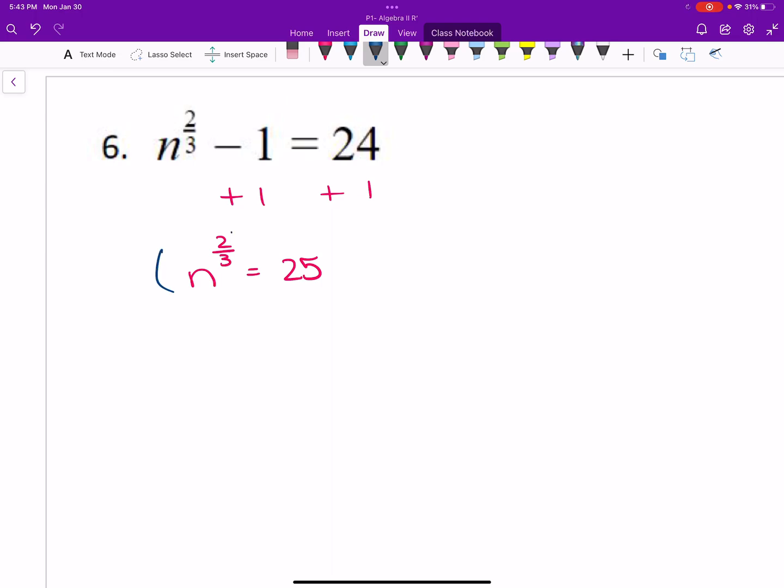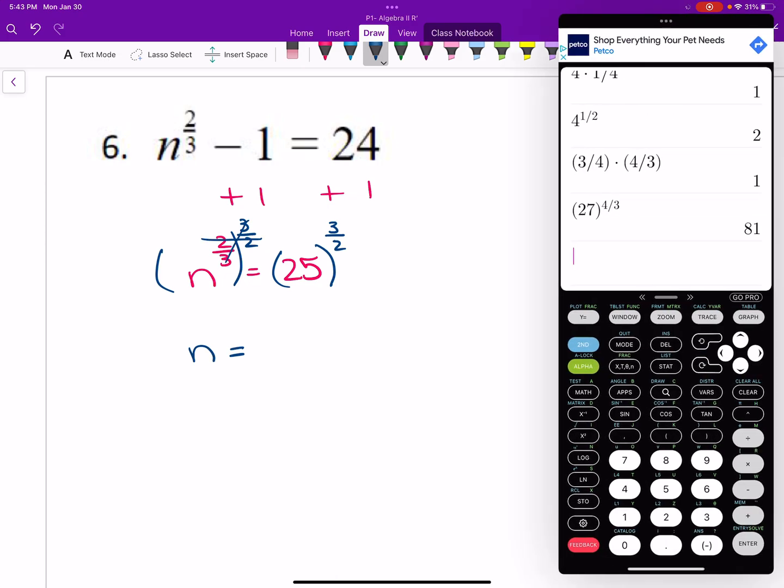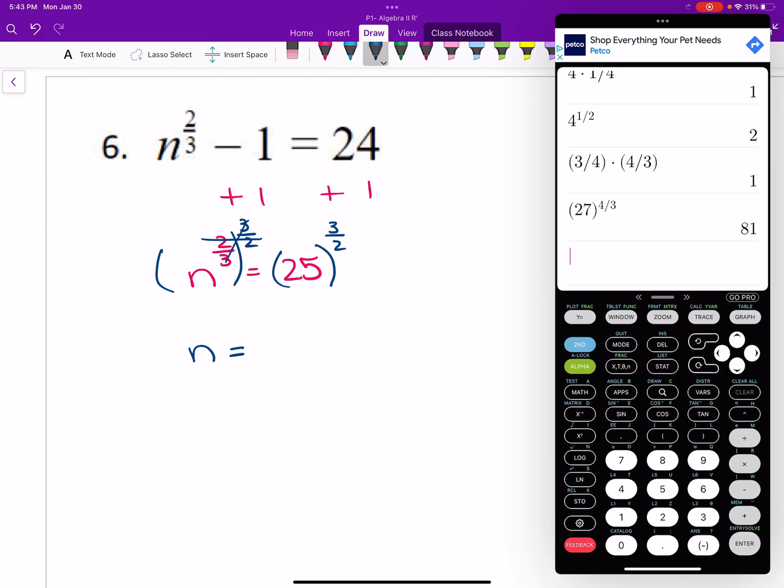From there, to get rid of the exponent, we are going to flip it. Whatever you do to one side, you're going to do to the other. So on the left, they cancel. The right, you're going to type it in. And again, it's an exponent, the 3/2. We should get 125 from the calculator. And again, even denominator on the flipped exponent, plus minus in your answer.